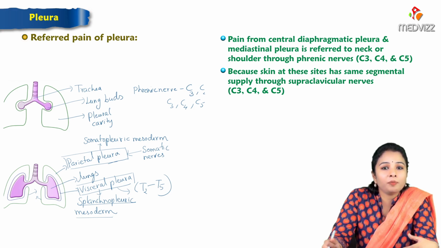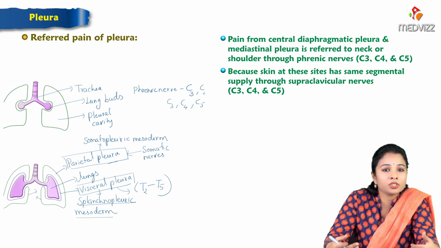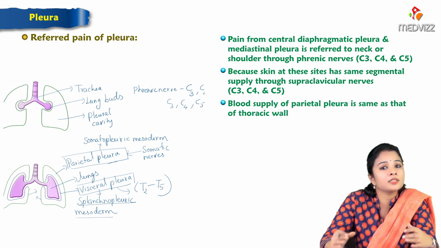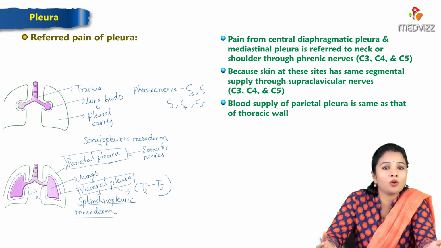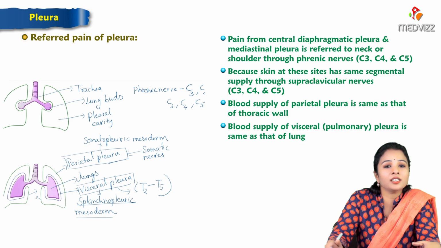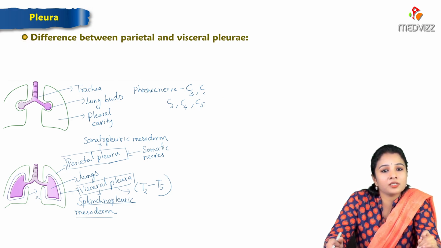And now the blood supply of the pleura. So we have completed the nerve supply. Next we shall move on to the blood supply. The blood supply of the parietal pleura is the same as that of the thoracic wall, and the blood supply of the visceral pleura, that is the pulmonary pleura, is the same as that of the lungs. So let's see some differences between the parietal and visceral pleura. Note down some differences.